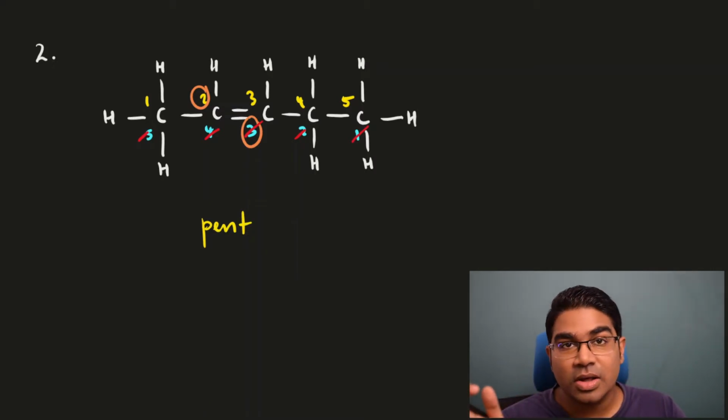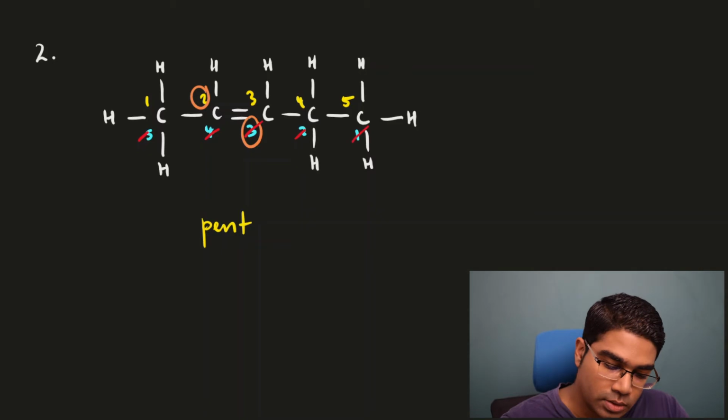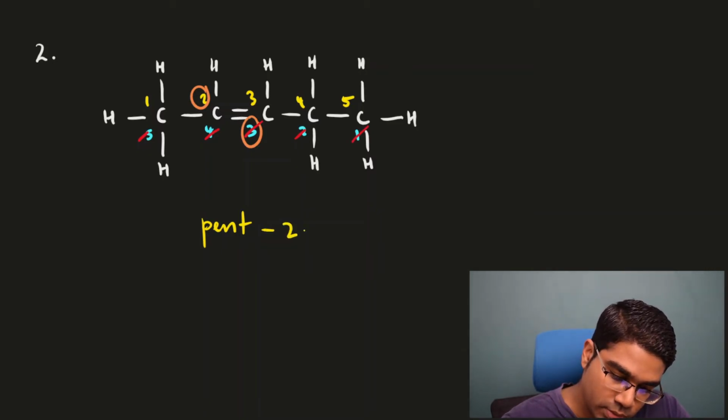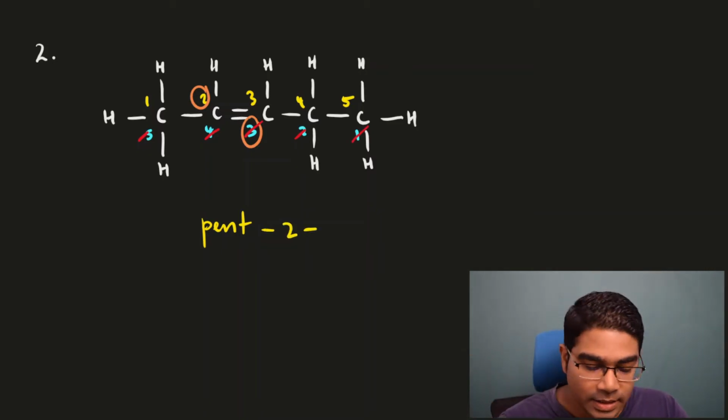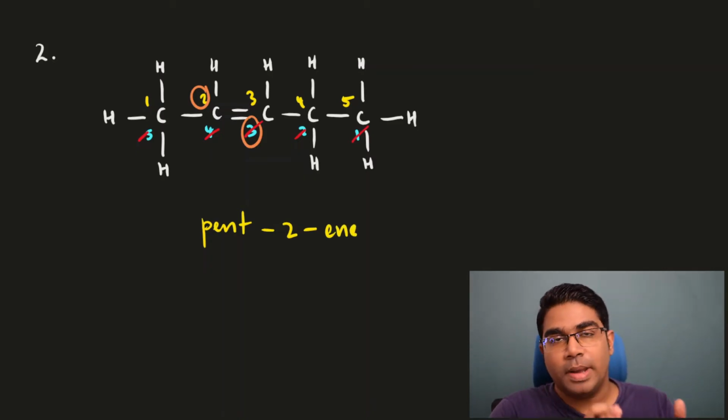The position of the CC double bond is now at carbon number 2. So this will be pent-2-ene, since it is an alkene, ene. So this is called pentene. As we go on from here, I will recommend that you pause the video and try to name the molecule yourself before I go through it with you.